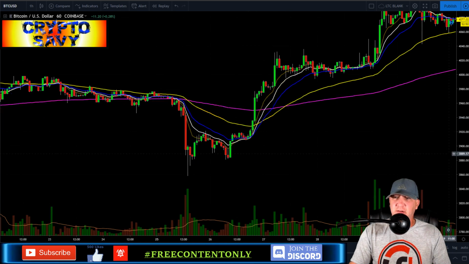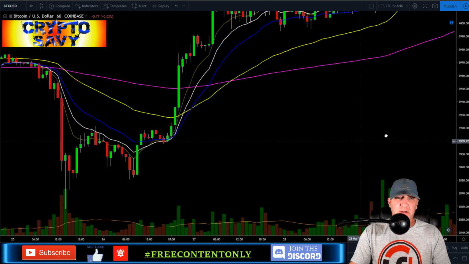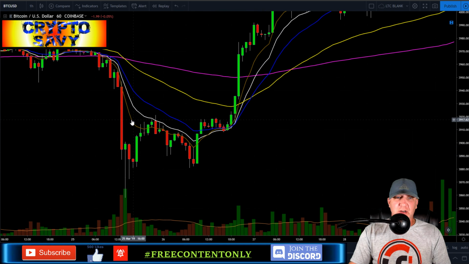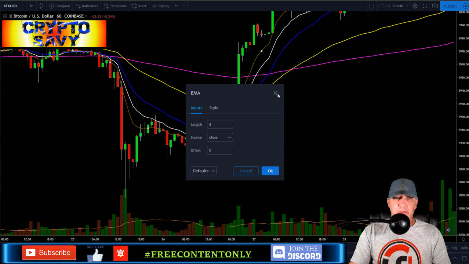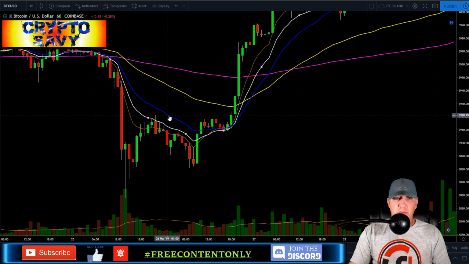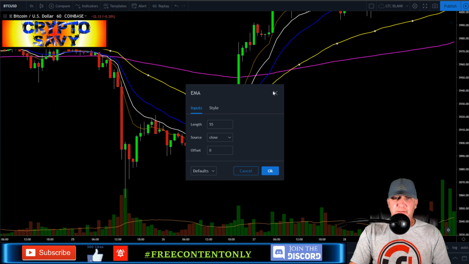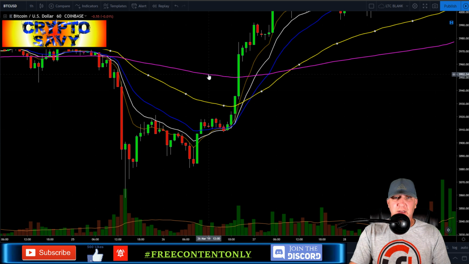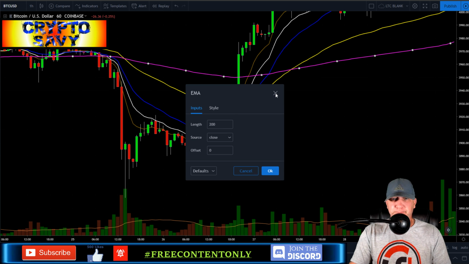Let me zoom in so you know which ones we're looking at here. The red one here is the 8 EMA. The white one is my 13. My blue one is my 21. Yellow is 55. Pink is 200 EMA.